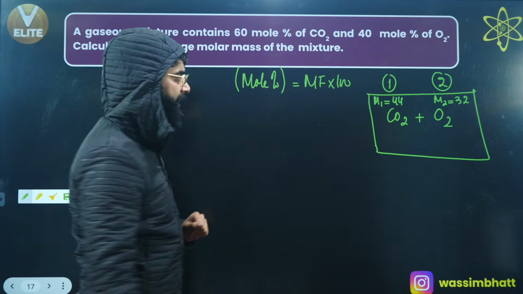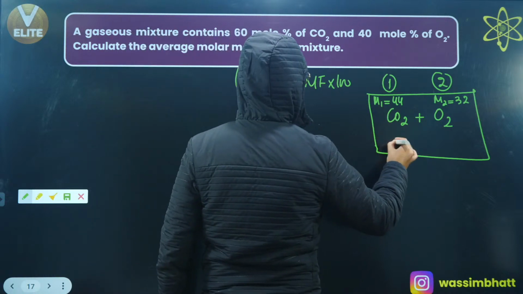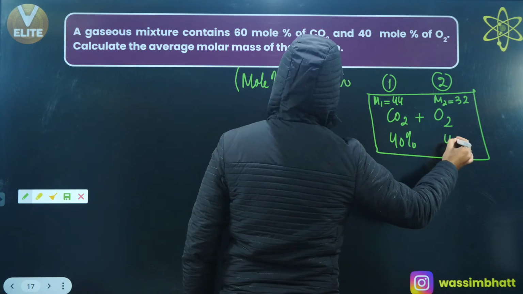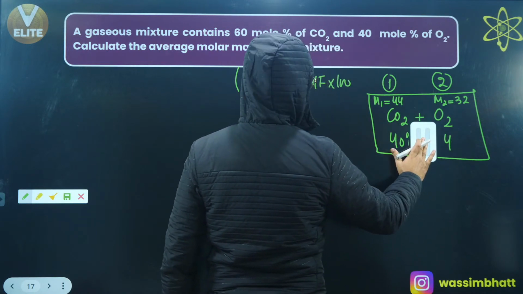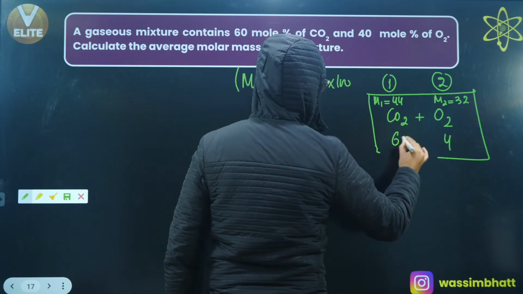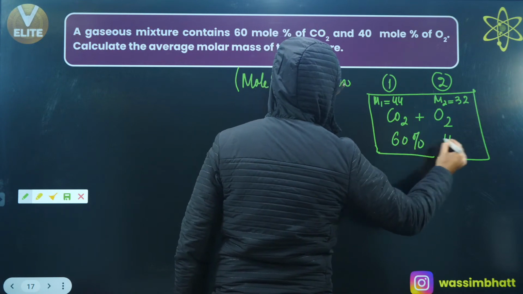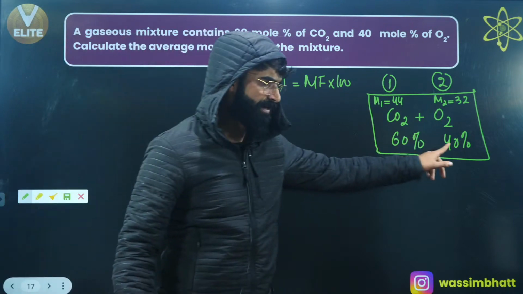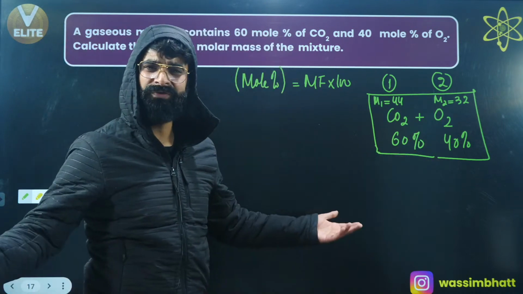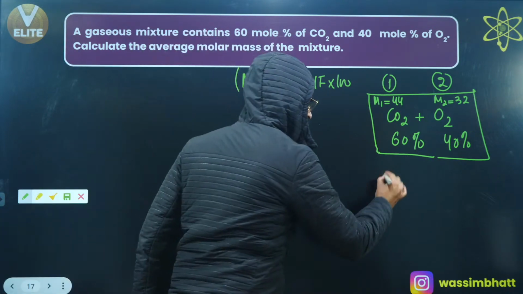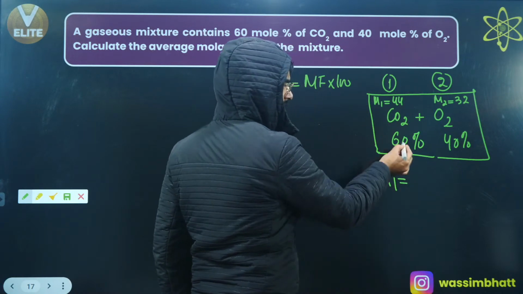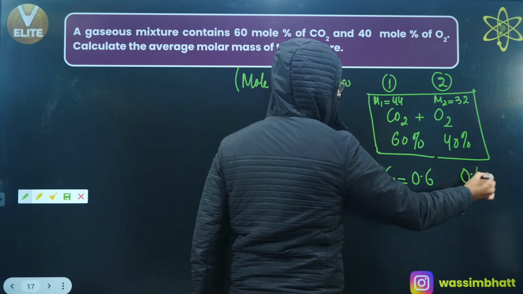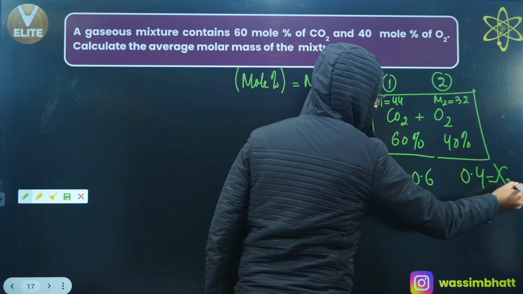Mole % of carbon dioxide is given to me as 60. Mole % of oxygen is given to me as 40. If I know their mole %s, can I calculate their mole fractions? Yes. So mole fraction of gas 1 is mole % divided by 100, 60 by 100, 0.6. 40 divided by 100, 0.4. This is Chi2, mole fraction of gas 2.